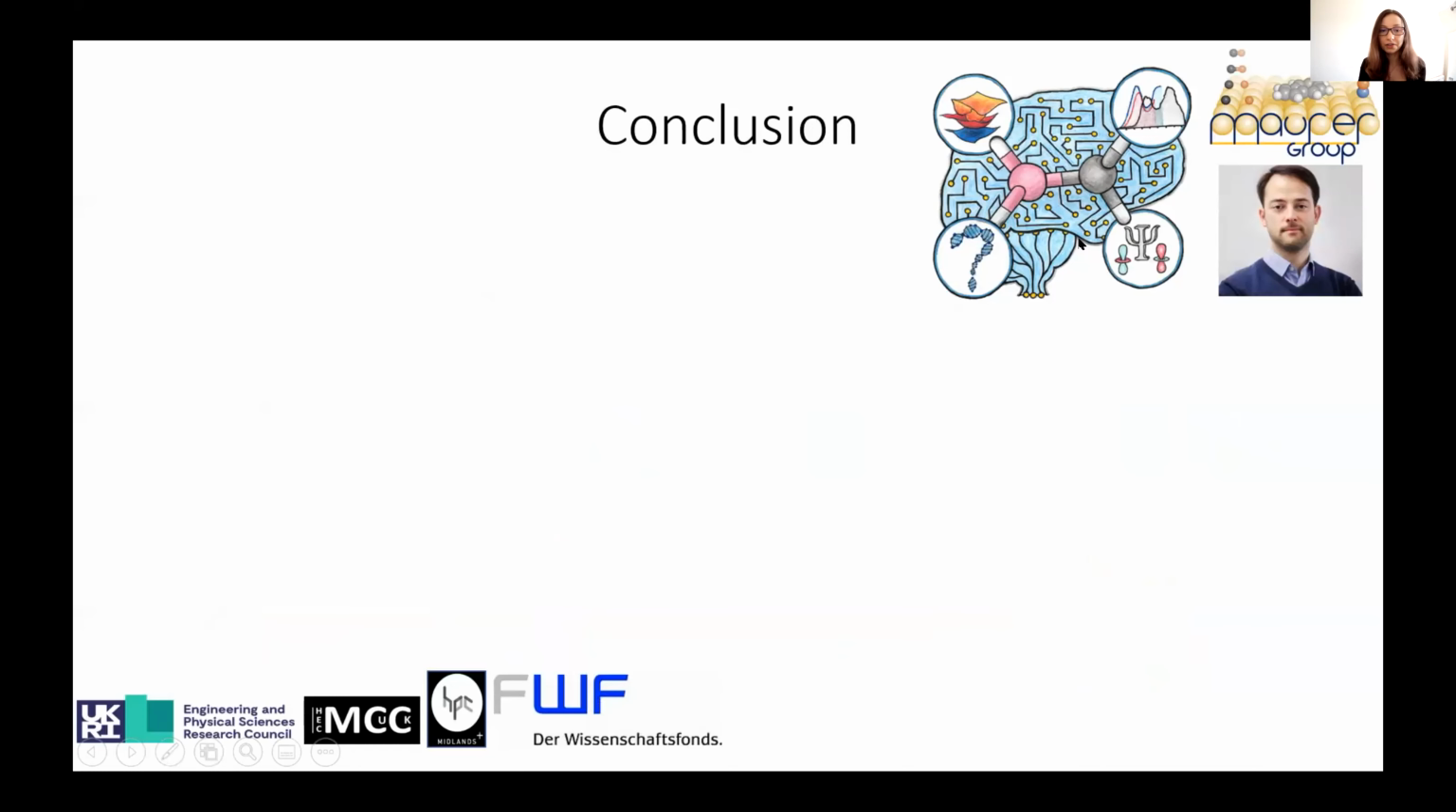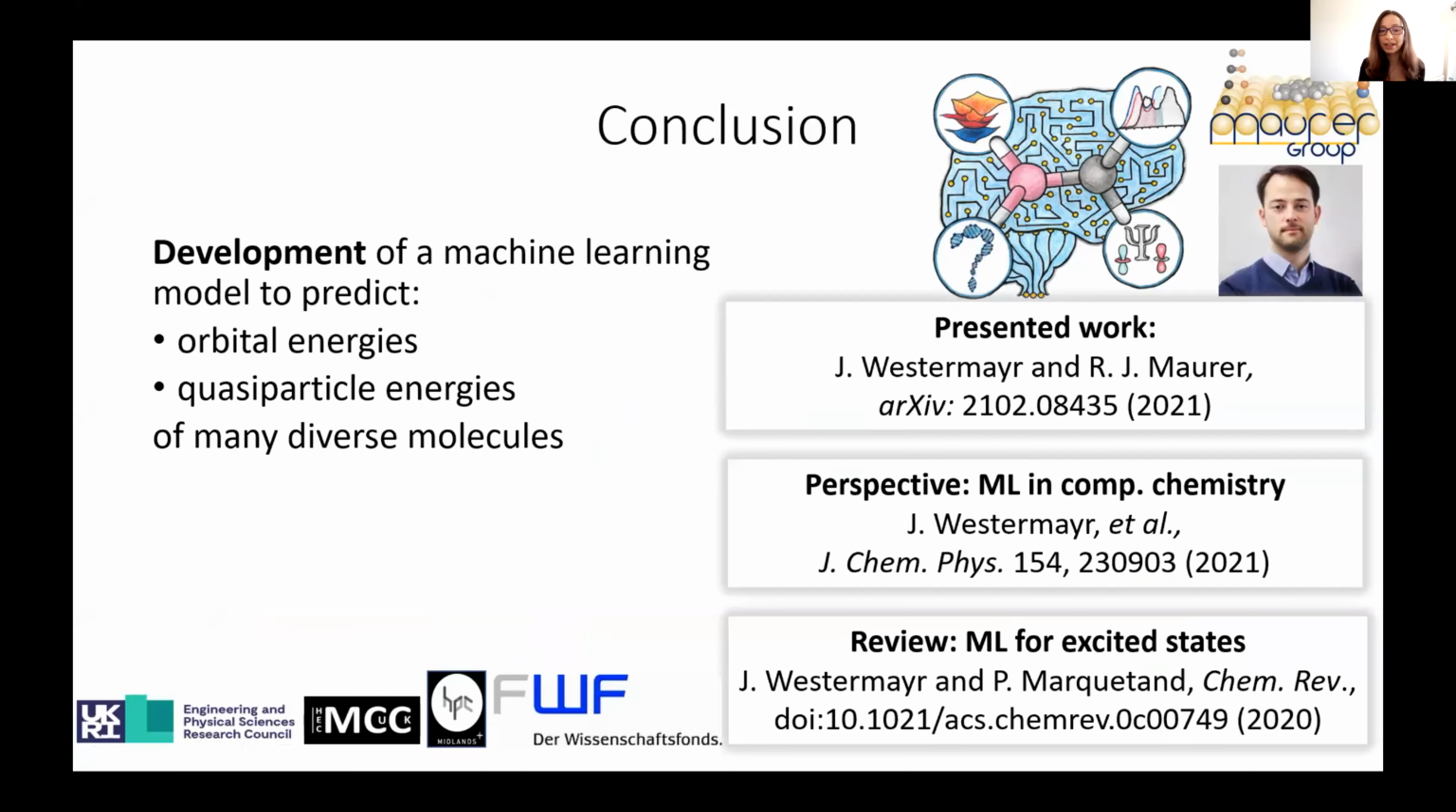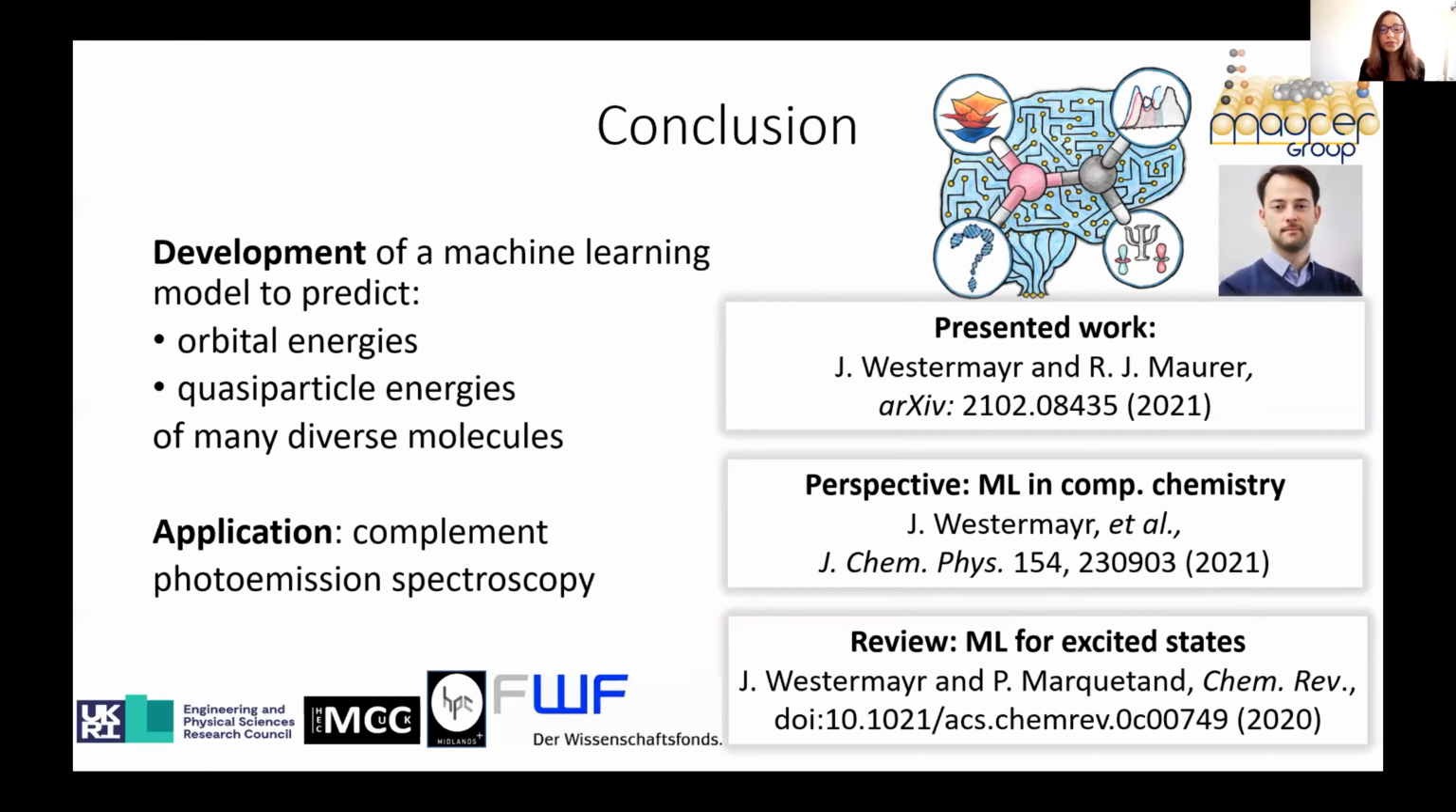So I could come to a conclusion. We developed a machine learning model to predict orbital energies and quasi-particle energies of many diverse molecules. And I hope that I could show you the relevance of this model to photoemission spectroscopy. And as an outlook, we aim for high throughput screening. And with this, I want to thank the funding agencies, Reinhard Maurer. And if you're more interested in this topic, you can look it up at these references. And thank you for your attention.